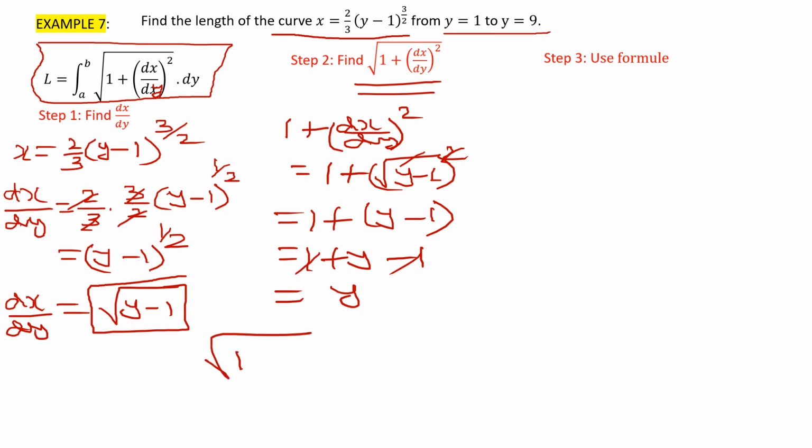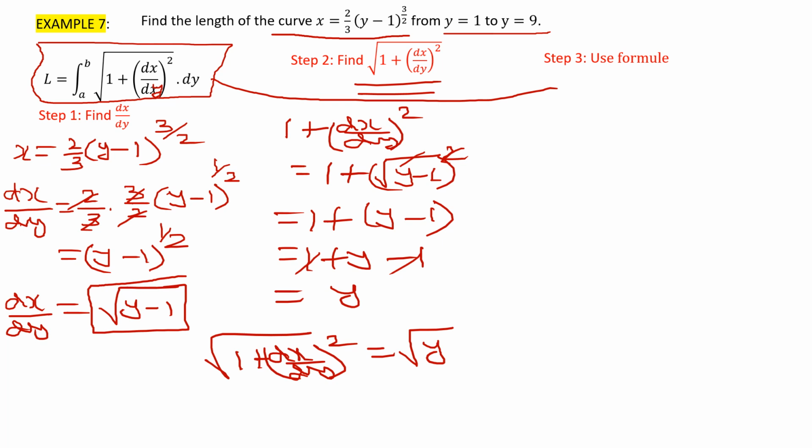But I need square root of 1 plus (dx by dy) the whole squared. Okay, so I have to take the square root of this value. So this will give you square root of y. Step number 3, we have to use the formula. So we know that this is the formula. So let me replace the limits. So here we have 1 to 9 and we have square root of y into dy.